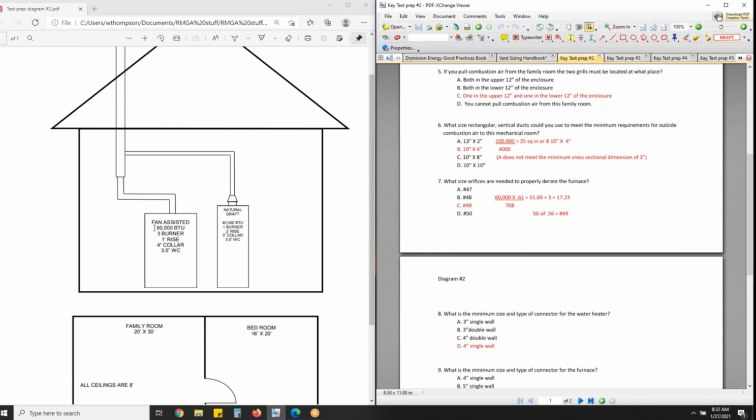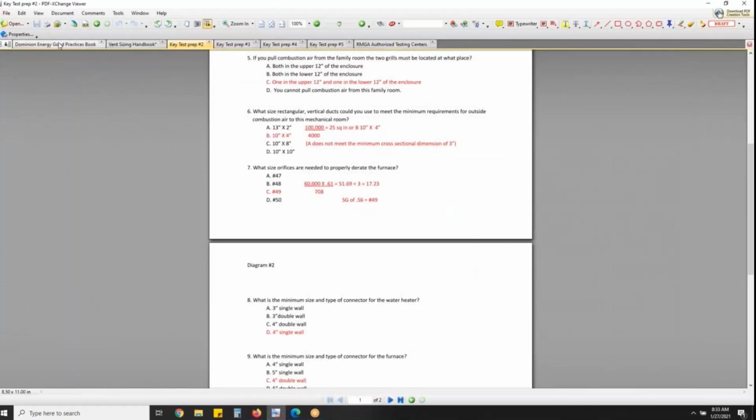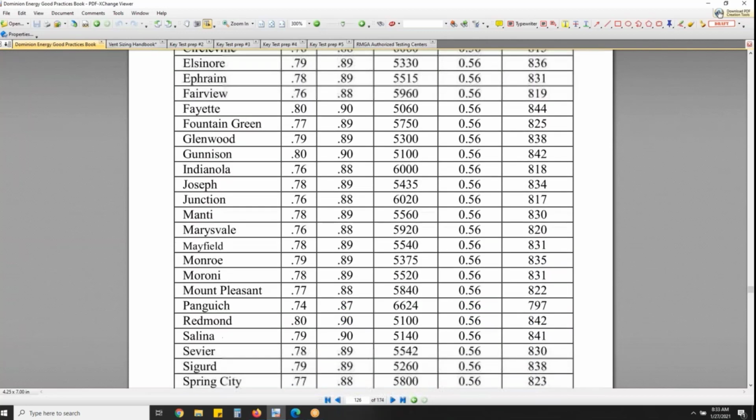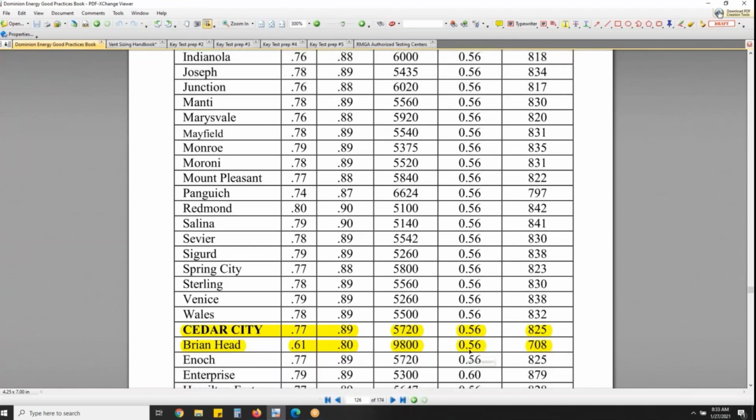So now that I've got that information, 60,000, 3 burners and 3.5 inches of water column, I've got to go over and derate it. So I can go into the good practices book. On this one, we're in Bryan Head, right? Okay. So let's go back up here, go back to the book. Bryan Head. Okay. They give me some information. In particular, what I need to know is specific gravity and BTU per cubic foot. In Bryan Head, specific gravity is 0.56, BTU per cubic foot is 708.